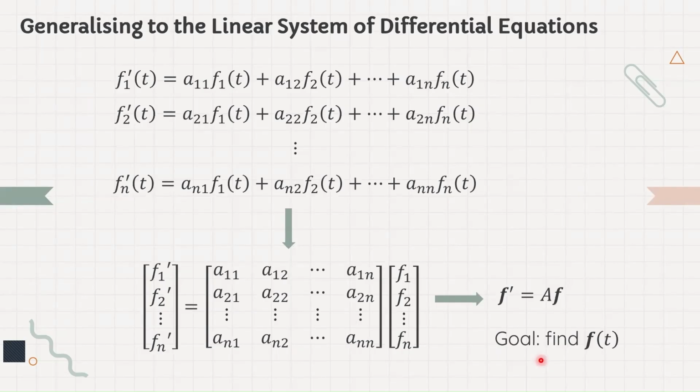So we don't just have f1 and f2 anymore. Now we have up to fn. This is the matrix form. These are the derivatives. This is the coefficient matrix, like the 0.05 and 0.02 that we saw before. And this is a column vector of the functions. We want to find the functions. And this whole thing is written as f prime equals Af.